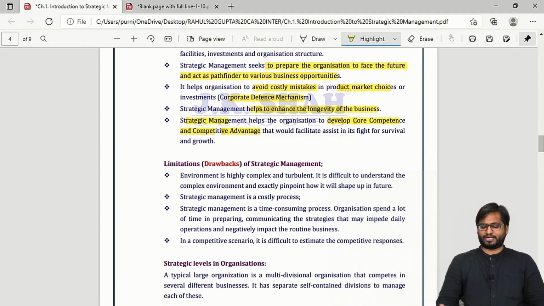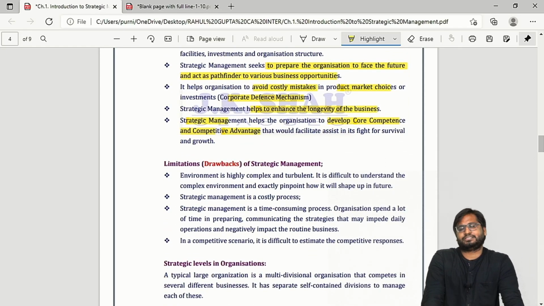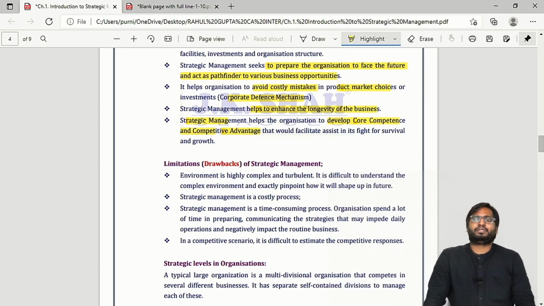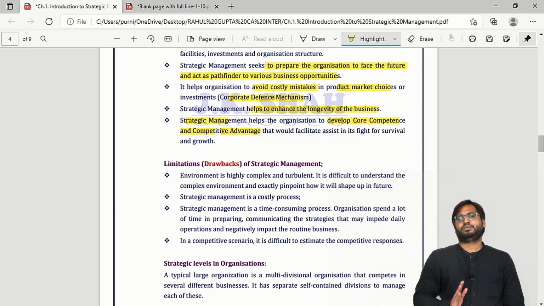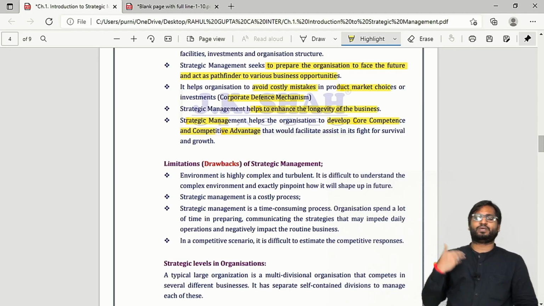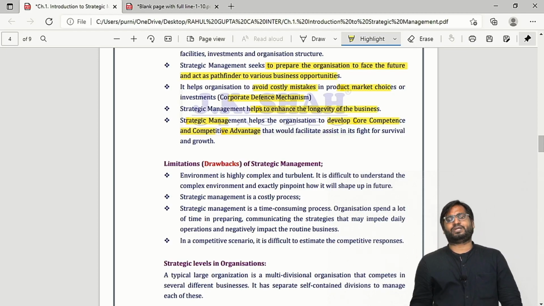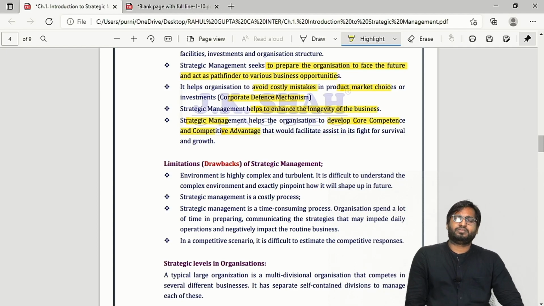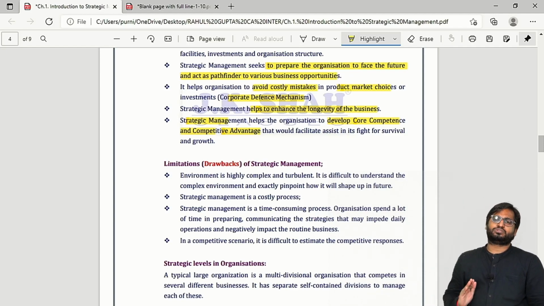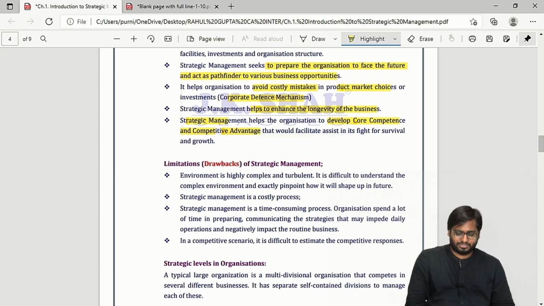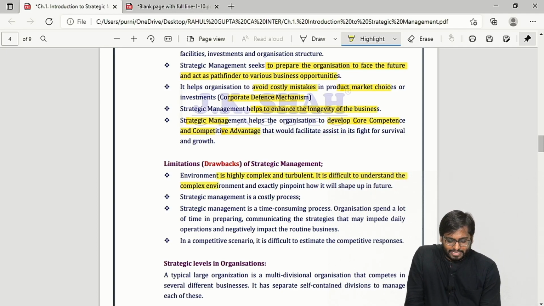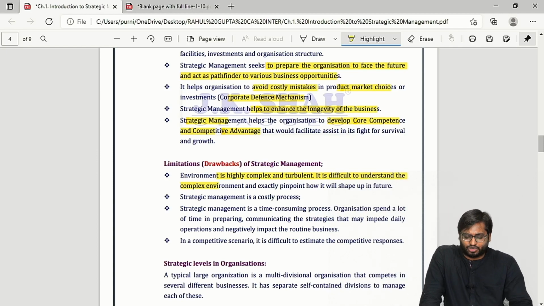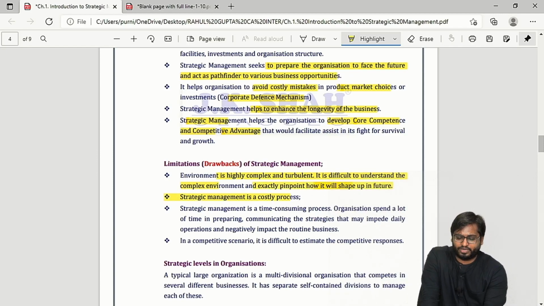Now, what are the disadvantages? We have four small disadvantages. Number one, the environment in which we are trying to use strategic management is highly turbulent and complex. The environment in which the business operates is very confusing, difficult to understand, and very unstable. So in these scenarios, strategic management may fail. It is difficult to pinpoint exactly how the environment will shape up in future. What will happen in future is very difficult to say.